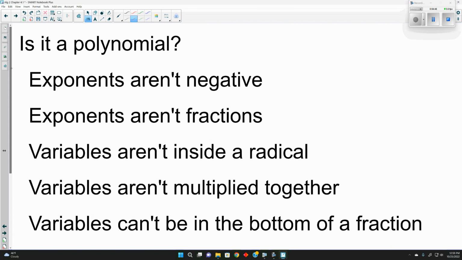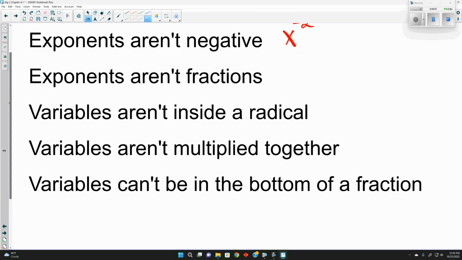Now, when we say these here, exponents aren't negative, which means I can't have x to the negative 2. That would be a negative exponent. Exponents aren't fractional. I can't have 1/4 as a fractional exponent. Variables aren't inside a radical. I can't have the square root of x.